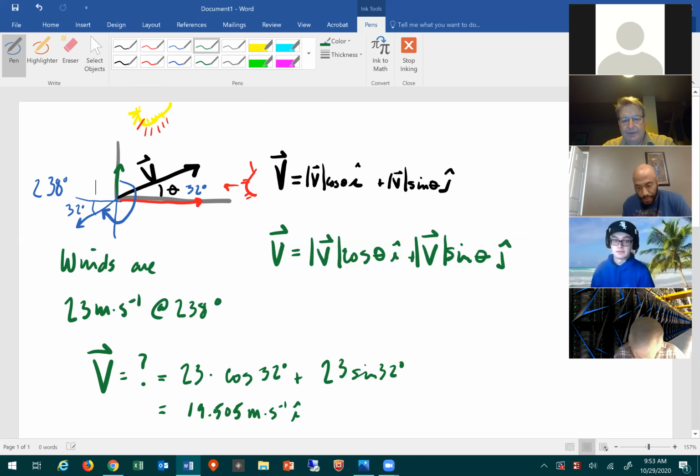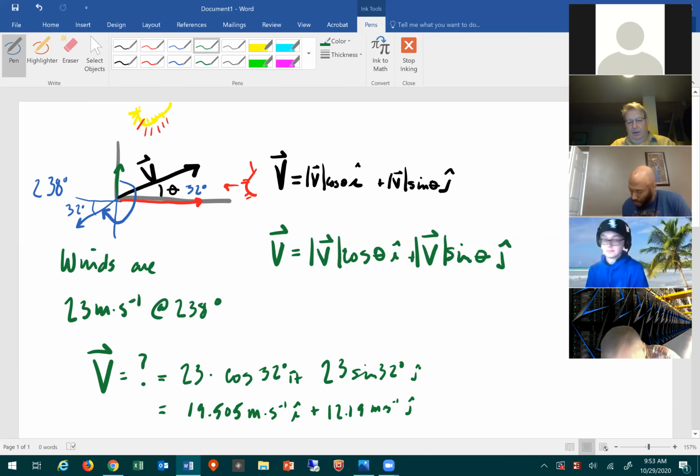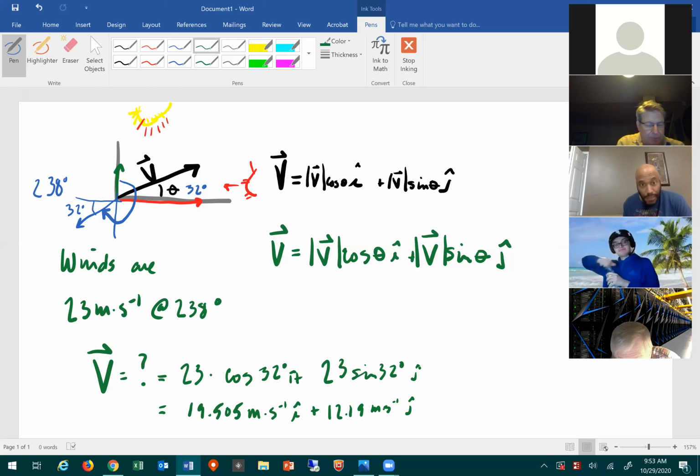i hat plus, oh, no, wait. 12.188 meters per second, j hat. It can't be 31.7, because your cosine is always 1 or less.